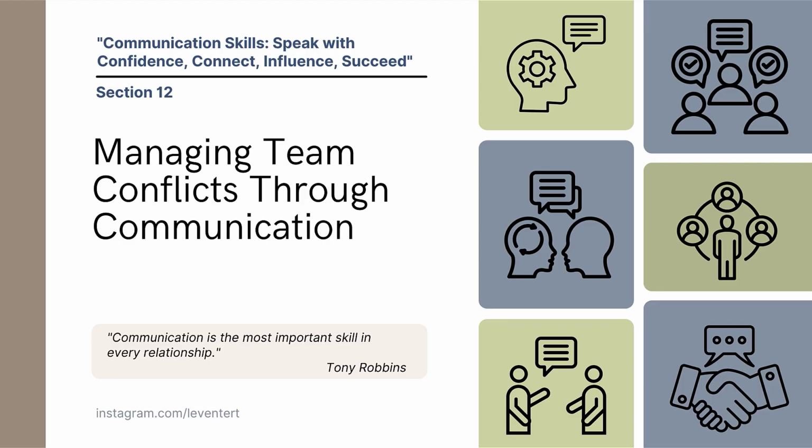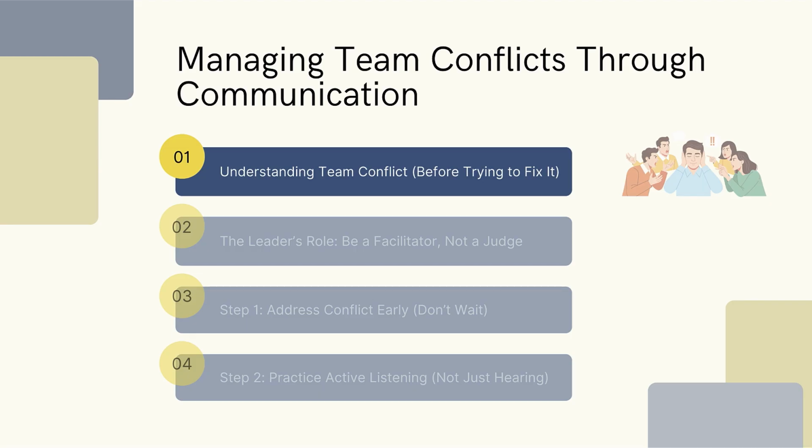Let's walk through how to manage team conflicts effectively through communication, step by step, with real-life examples you'll recognize. Understanding team conflict before trying to fix it. Before jumping into solutions, we need to understand what conflict really is. Common causes of team conflict: different communication styles, misunderstandings or assumptions, role confusion, competing priorities, personality differences, lack of feedback, or unclear expectations.